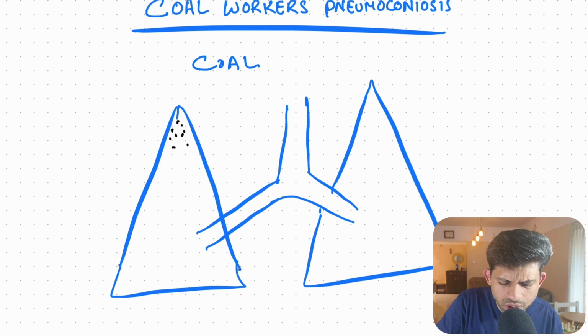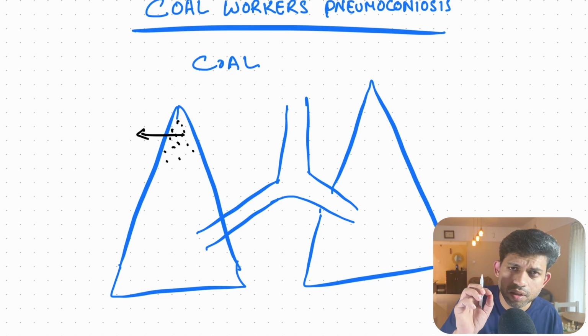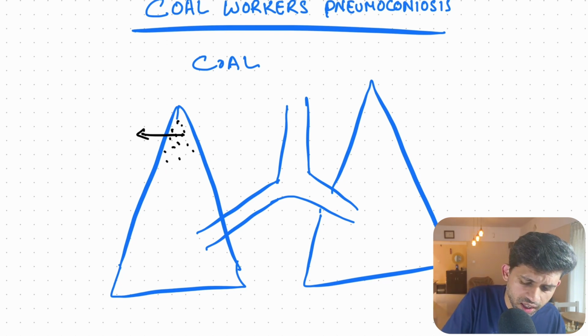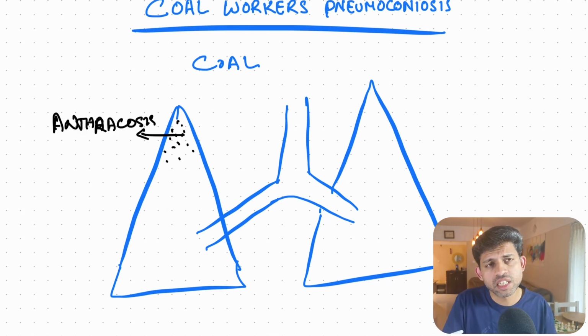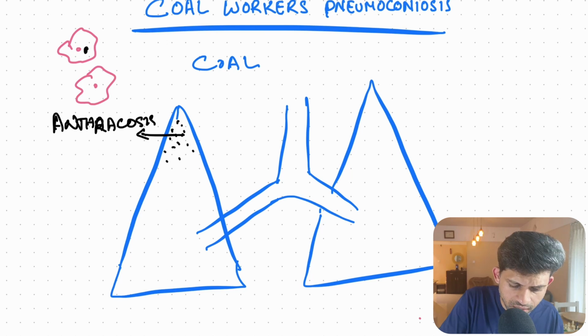Anthracosis is the most innocuous form of coal-induced lung disease. These are just small black dots in the lung. This is common even in city dwellers who are exposed to air pollution. Here, under the microscope, we get to see macrophages with ingested carbon particles.